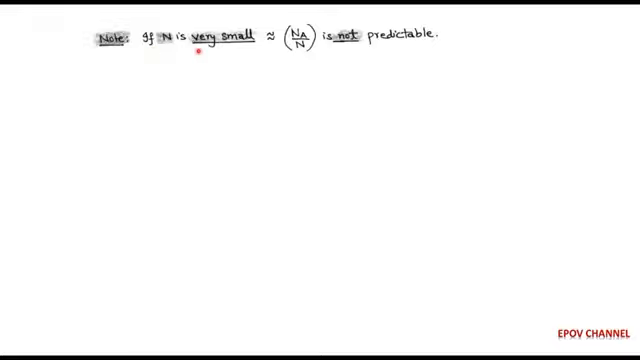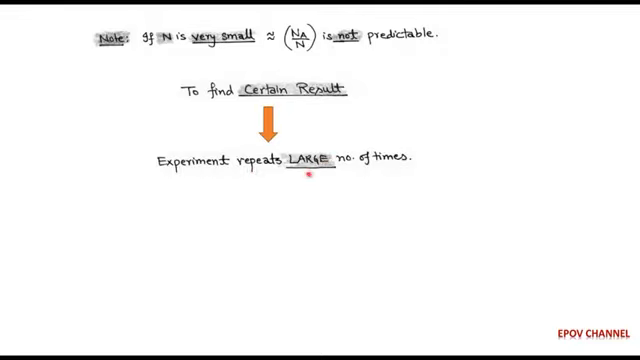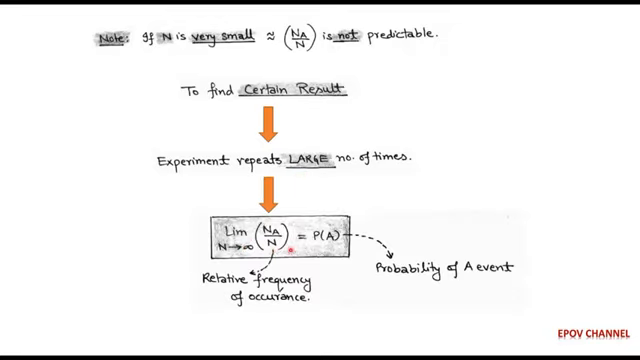Now we note a point. When the total number of trials n is very small, the computation of relative frequency is not possible and the result becomes uncertain. So in order to determine a precise relative frequency, the experiment must be repeated a very large number of times, which means n tends to infinity. So limit n tends to infinity, Na upon n is nothing but the probability of event A, that is head, and the ratio Na upon n is simply called the relative frequency of occurrence of head A.